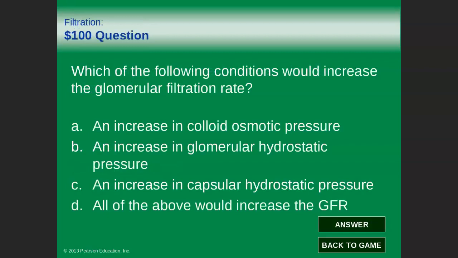Which of the following conditions would increase the GFR? An increase in colloidal osmotic pressure, an increase in glomerular hydrostatic pressure, an increase in capsular hydrostatic pressure, or all the above. Remember, capsular hydrostatic pressure goes toward the capillary, so that definitely wouldn't increase GFR because that's going in the opposite direction. So that rules out the last two. Which of these two would be true? An increase in colloid pressure or an increase in GHP?